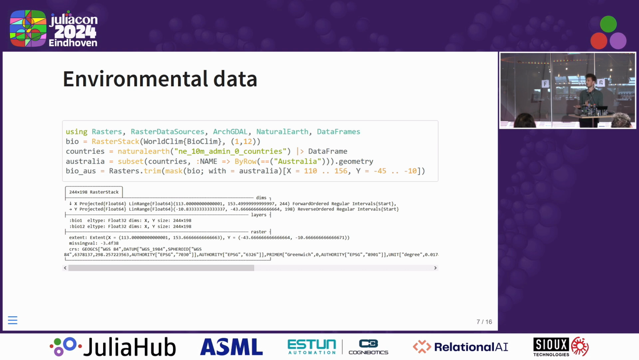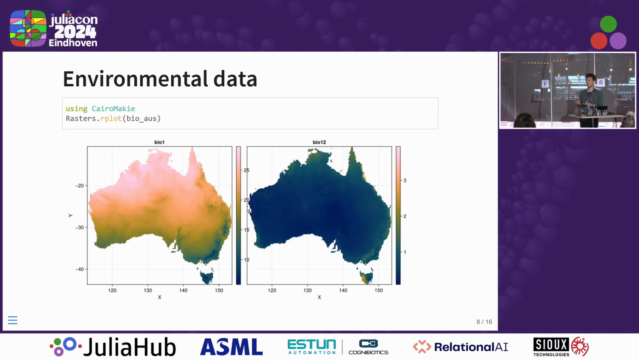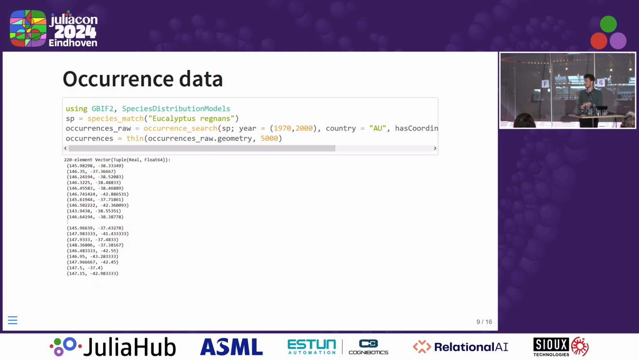So the first thing we want is some environmental data. So I use rasters, and I use raster data sources. And these are easy to just download from the web. Now I'm just using temperature and precipitation as covariates. So this is what it looks like in Australia. Most of it's dry, some of it's wet, most of it's warm, some of it's cold. That's Australia, right?